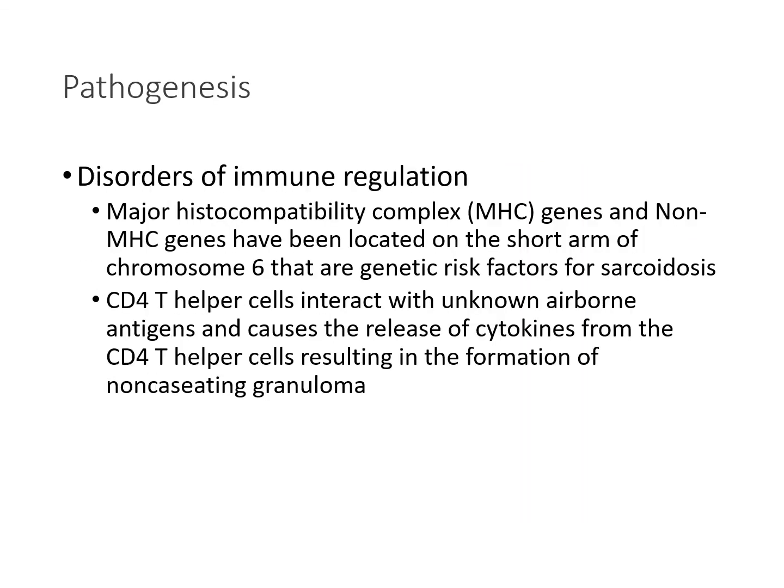Sarcoidosis is a disorder of immune regulation. The major histocompatibility complex genes and non-MHC genes have been located on the short arm of chromosome 6. There are genetic risk factors for sarcoidosis. CD4 T helper cells interact with unknown airborne antigens and cause the release of cytokines from T helper cells, resulting in the formation of non-caseating granuloma.